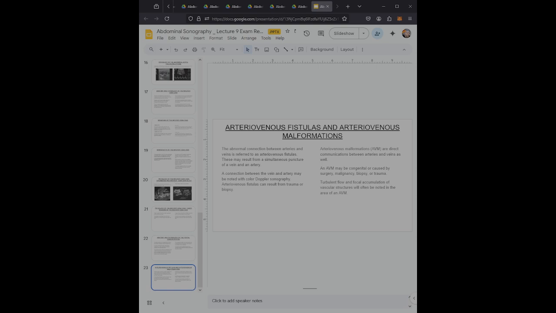You can have abnormal connections between arteries and veins, and we refer to these as arteriovenous fistulas, and these may result from simultaneous punctures of the veins and arteries, or a connection between a vein and artery. And we can note these on color Doppler.